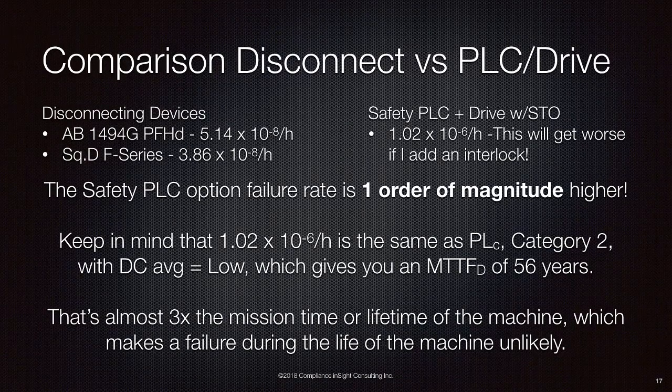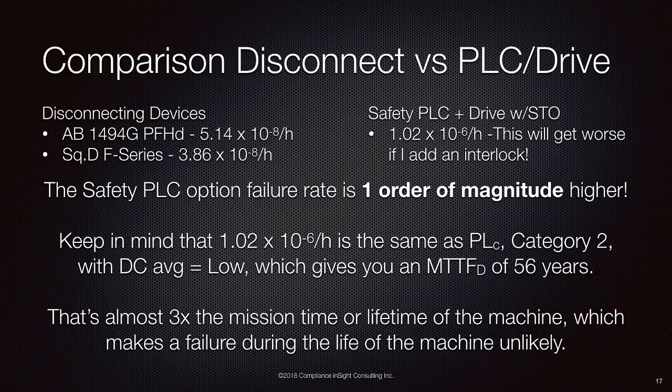And I didn't include in that safety PLC drive combination an interlock switch. I could have, but that would have made the situation even worse because at that point, I'm adding in the additional failures that the interlocking device might have, okay? And so that 1.02 times 10 to the minus 6 would definitely get even bigger. You know, we might be into 10 to the minus 5th or 10 to the minus 4th numbers by the time we add in that interlocking device.